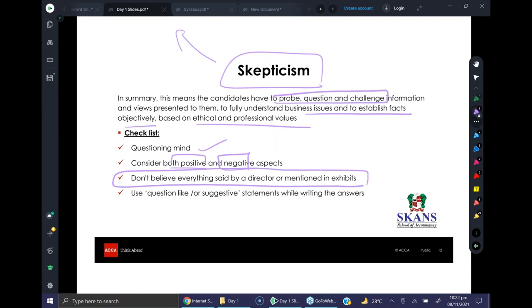Yeah. So this is how you demonstrate skepticism. Sometimes we don't even realize that we are demonstrating our skills in the exam. So we don't have to keep the professional skills as a separate element of discussion. They should be built into our normal answers. Next, sometimes use question-like or suggestive statements while writing the answer. So you can become a little suggestive. When concluding your answer, maybe give a suggestion on how you can improve the particular situation you have in the question. All right. So that's skepticism. If you have any questions, you can type in the chat window now.